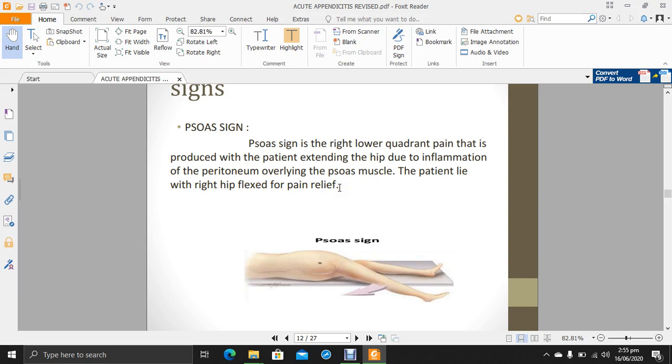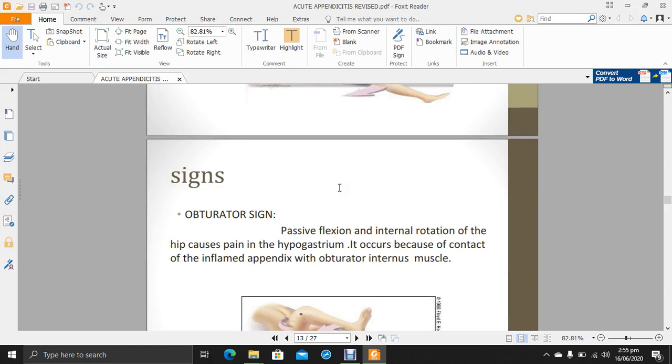Sometimes we have seen the patient, because of this posture, to keep the right hip flexed, develop a stricture. I have seen this myself in my ward, a female patient lying on bed number 34. If someone has seen our ward, you will know. So the patient avoids extending the right hip joint.